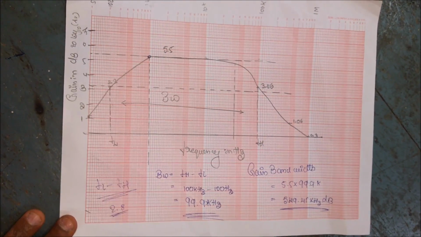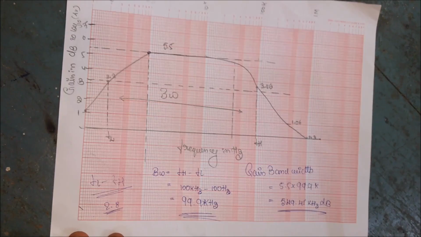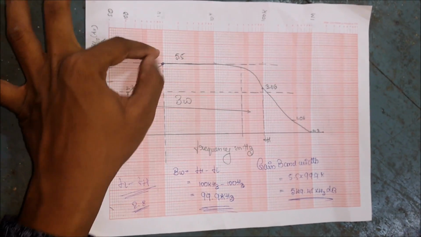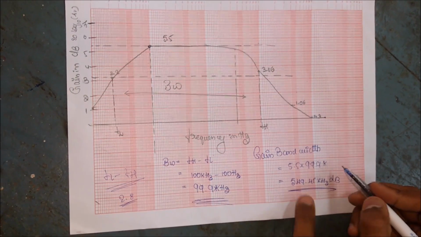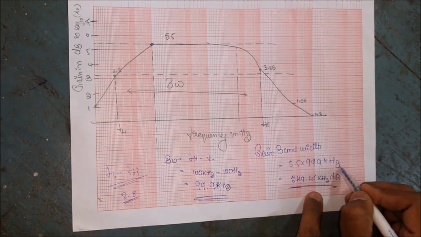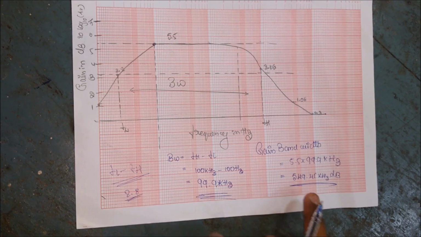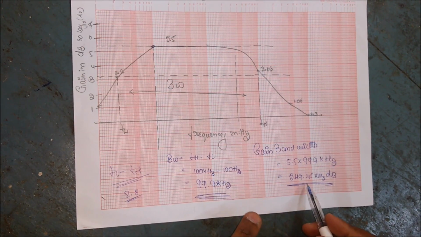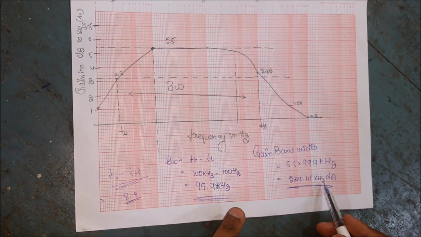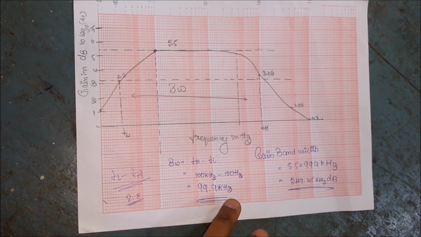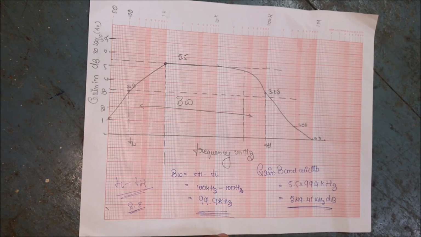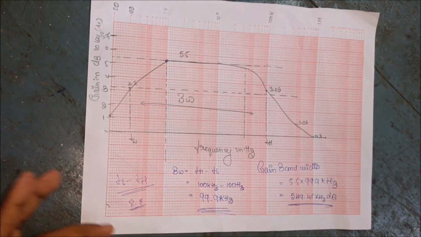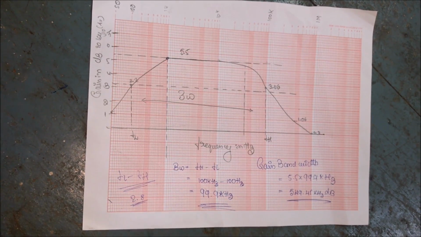Let's come back to the gain bandwidth product. My maximum gain is 5.5 dB, and the bandwidth is 99.9 kilohertz. So the product is 549.5 kilohertz dB. Okay, it's obviously fine. Then this is about the semi-log, how to plot a semi-log graph and all those things.